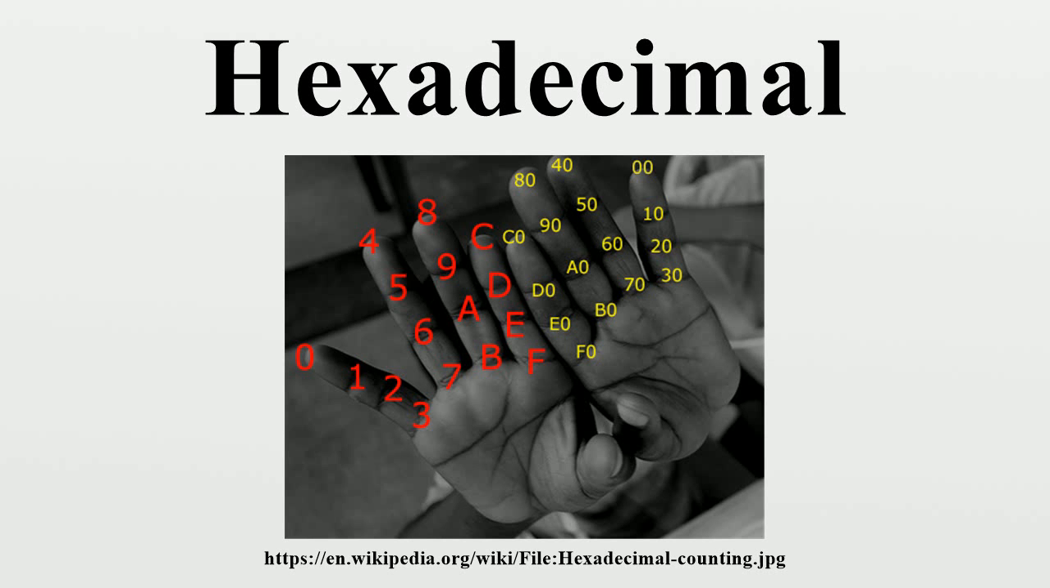MSX Basic, QuickBasic, FreeBasic and Visual Basic prefix hexadecimal numbers with &H, as in &H5A3. BBC Basic and Locomotive Basic use & for hex. The TI-89 and 92 series use a 0h prefix.